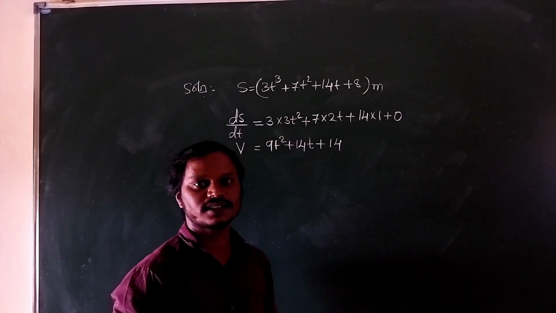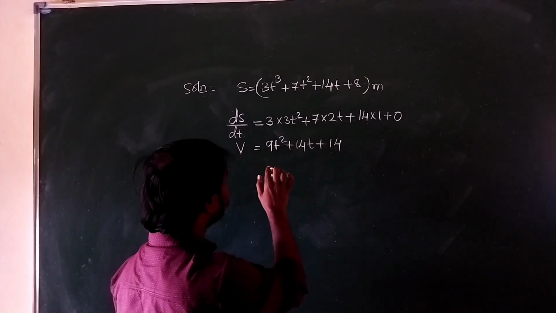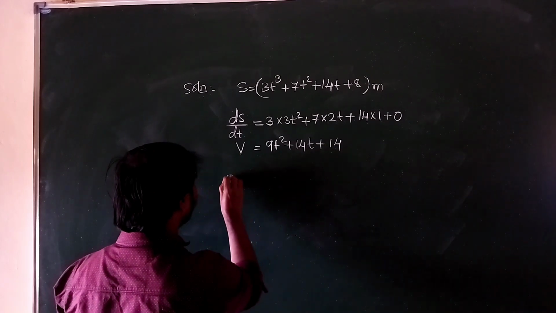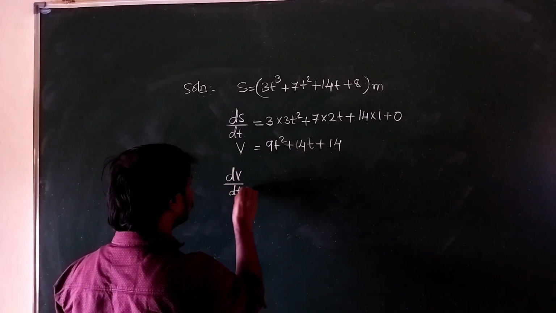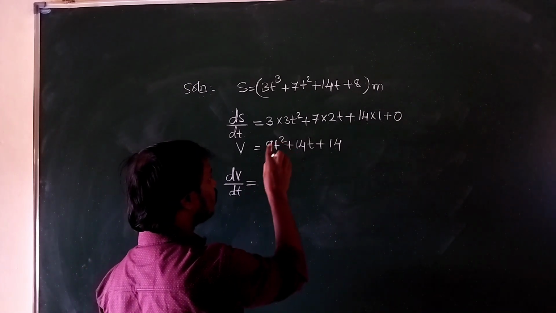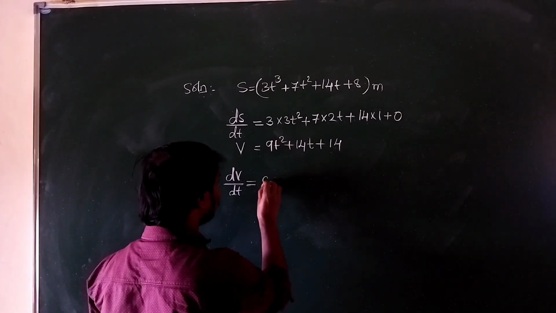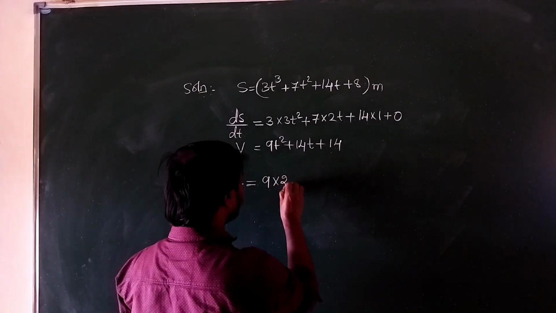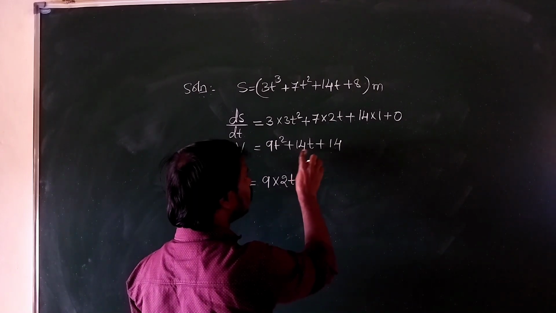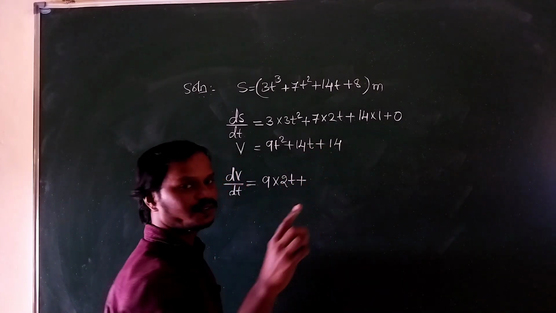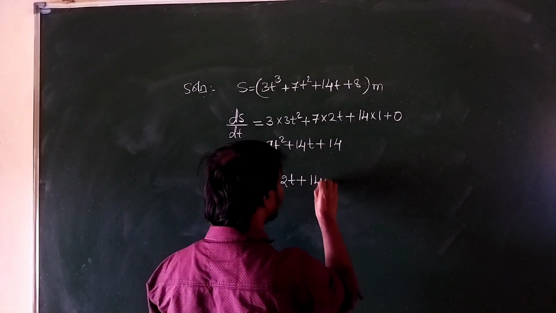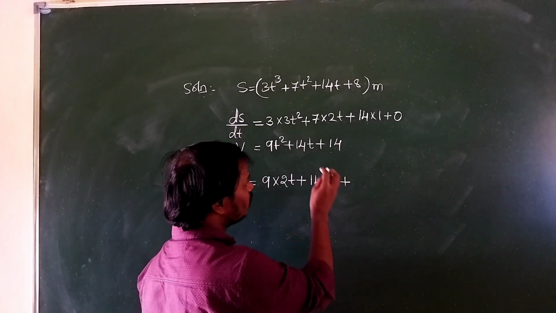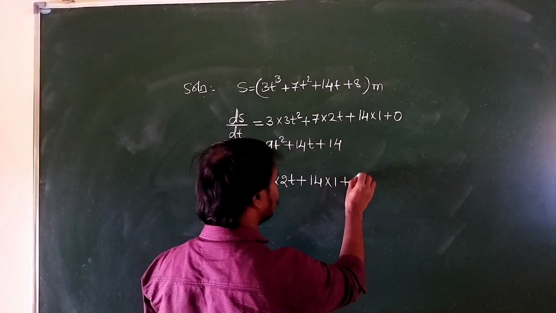We have to find acceleration. Once again, differentiating this equation with respect to time. The rate of change of velocity is called acceleration. dv by dt is equal to the differentiation of 9t square with respect to t. So 9 into the differentiation of t square with respect to t, that is 2t, plus the differentiation of 14t, meaning the differentiation of t with respect to t, that is 1, hence it is 14 into 1, plus the differentiation of 14 with respect to time, that is 0, because the differentiation of any constant is 0.